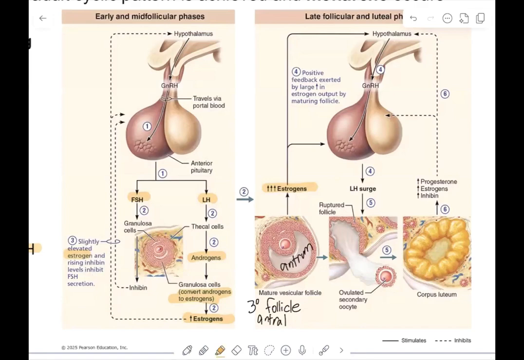So at ovulation, the LH surge is causing that follicle to rupture to release the ovulated secondary oocyte. And the cells that you can see here are part of the corona radiata, that outermost crown, which is surrounding the secondary oocyte. And then the corpus luteum is going to remain in the ovary. It's producing progesterone, estrogens, and some inhibin.